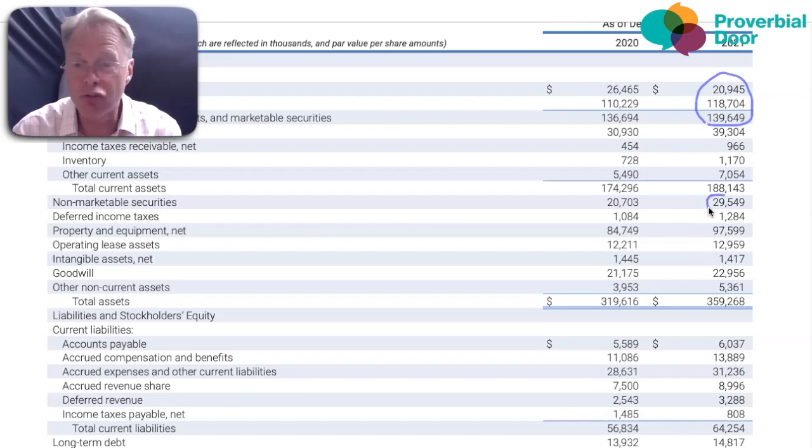So in the current assets, we've got about 140 billion of cash. Now, those of you who've been watching these videos for a while will know, actually this is interesting. It says non-marketable securities rather than marketable securities. So these are non-tradable investments. So they've got a lot of cash, 140 billion.